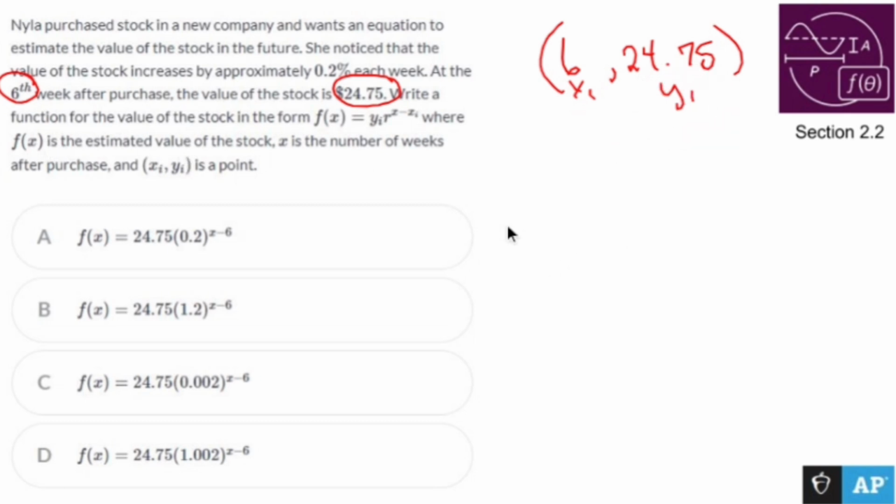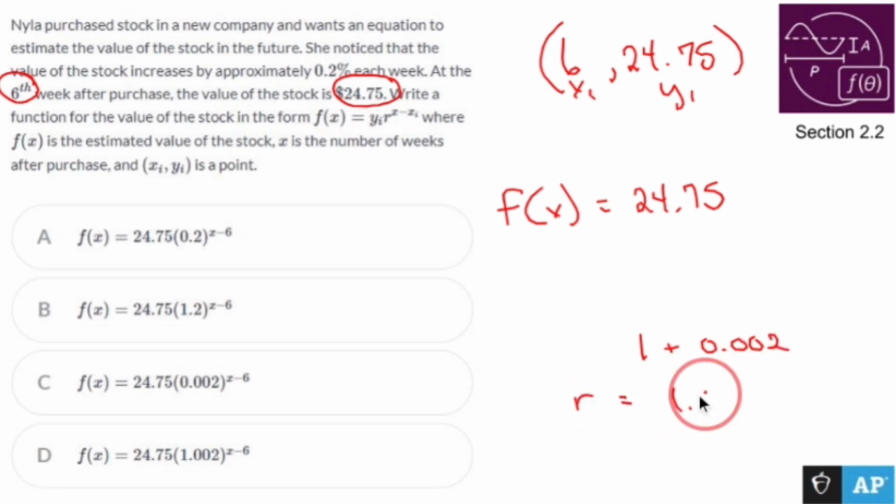So let's set up what we have so far. f of x equals y sub 1, which is 2475, times r. Does it tell me what r is? No, but it's going to be my common ratio. And if something increases by 0.2% each week, that means you're going to multiply it by 1 plus 0.2%, which is not 0.2, that's 0.002. So my common ratio is going to be that growth number right there.